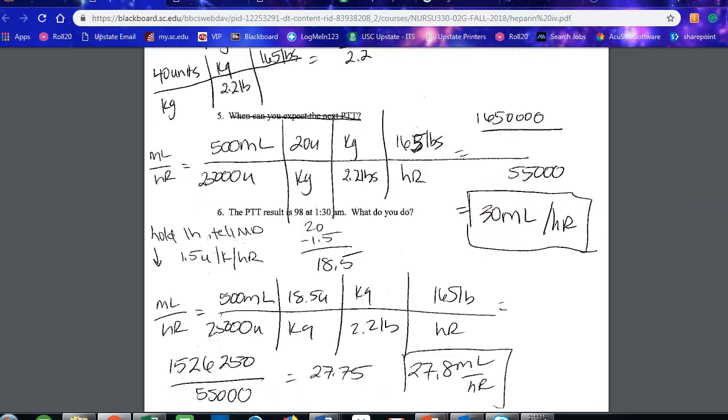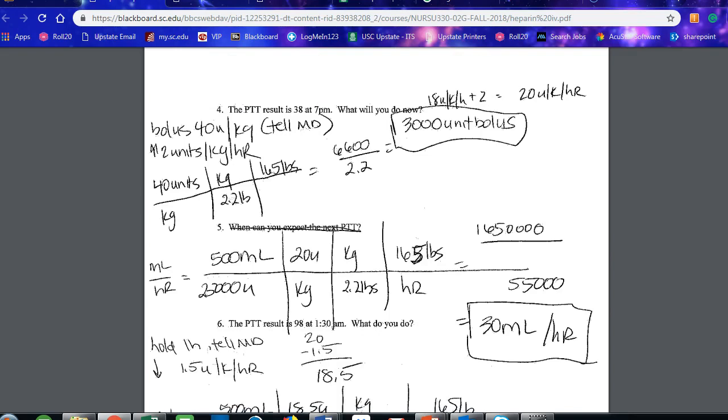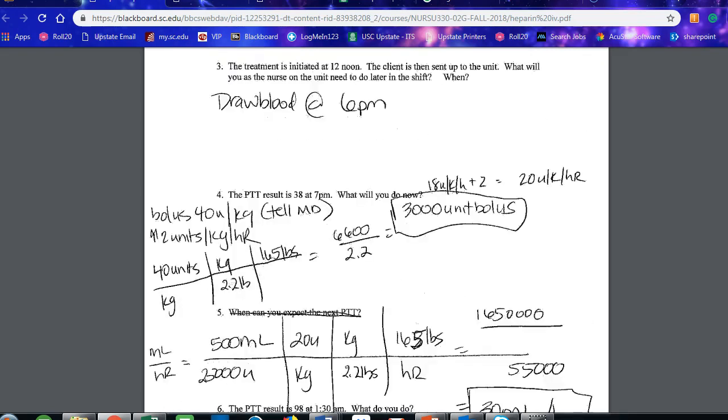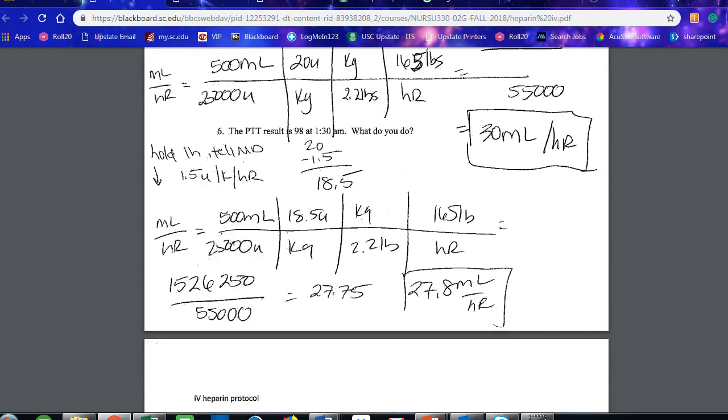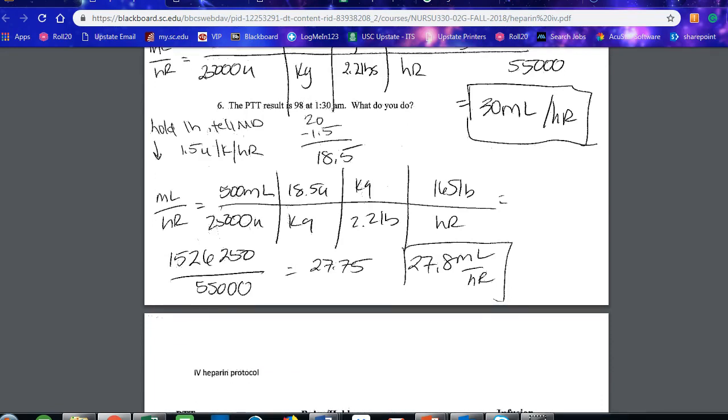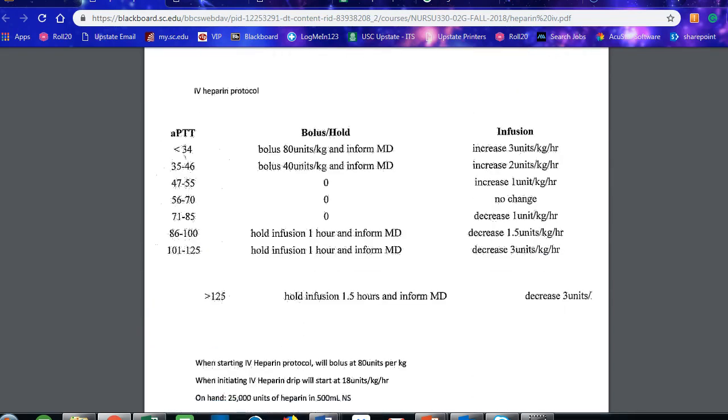The fifth question I marked out because I needed more room. When can you expect the next PTT? They are drawn every 6 hours. The last one was drawn at 6, so this one will be drawn at midnight. And then the result is 98. So what should you do? Let's look at our protocol.